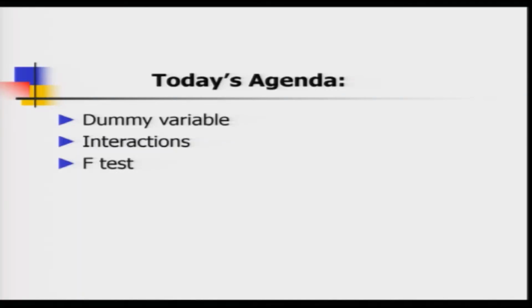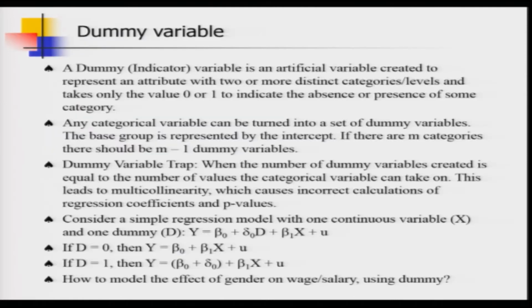Let us have a look at today's agenda items. Here we are going to first introduce the dummy variable once more with a formal definition. Then I will talk about interactions of dummy variables, and then I am going to show you how our good old friend the F test is equally handy here to deal with dummy variables. So, let us start with a formal definition as usual.